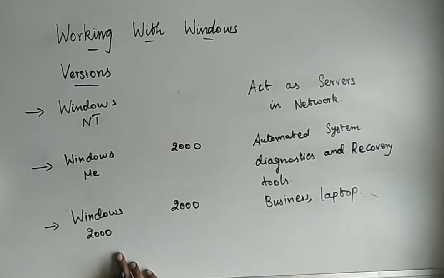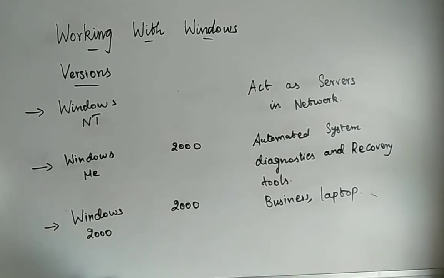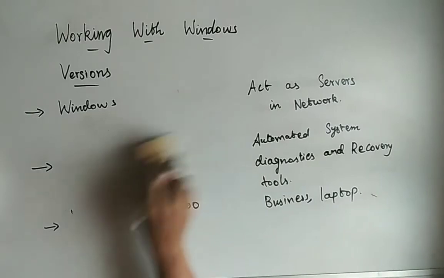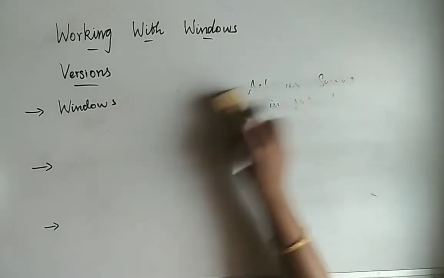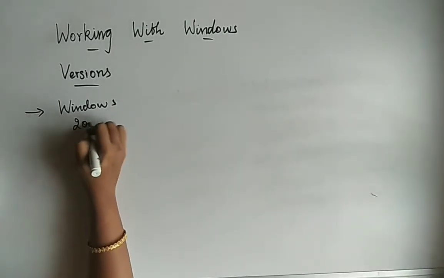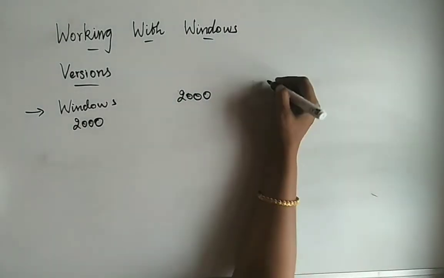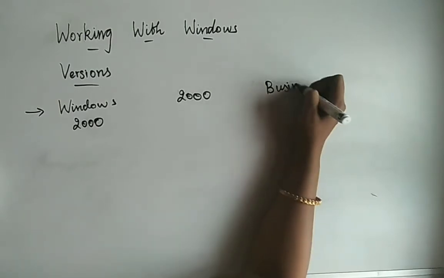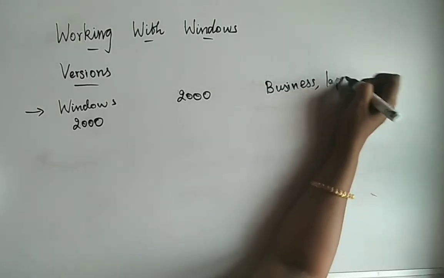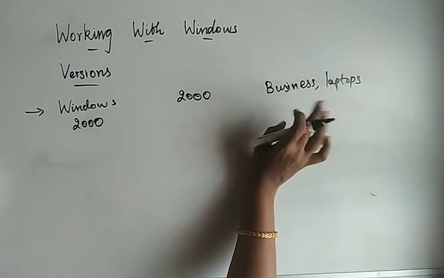Four versions of Windows 2000 were introduced. The first one is Professional. Windows 2000 was introduced in the year 2000, serving as an operating system for business desktops and laptops. Windows 2000 itself is going to have four versions.